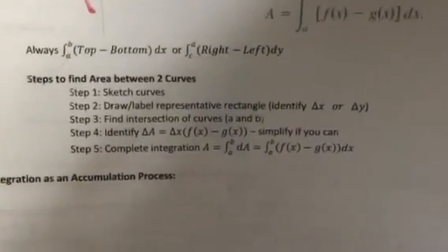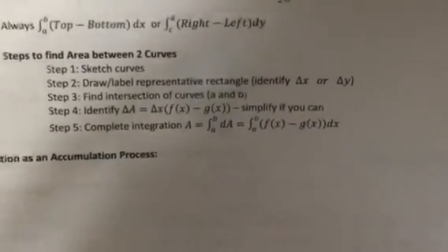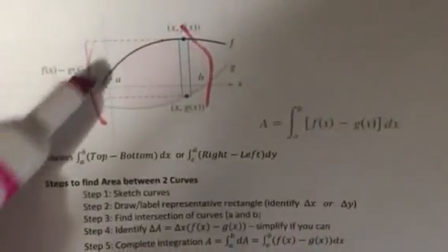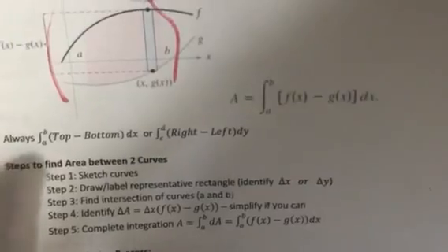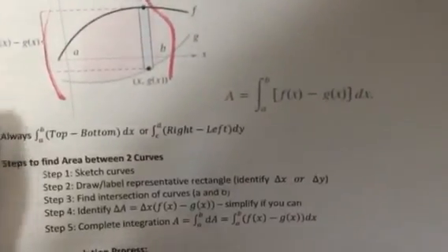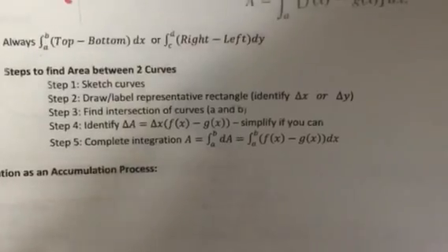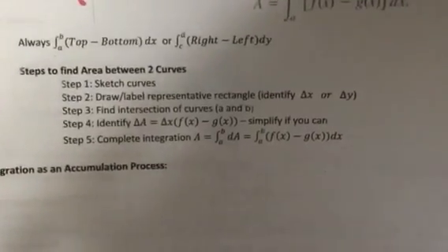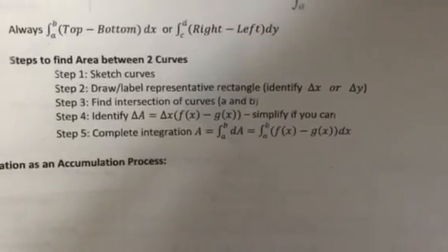And then step 3 is to find the intersection of curves A and B. So basically, this is A and this is B, figure out where A and B intersect. Where is your curve from what point to what point? And then you identify your change of A, which is your area, equals change of f of x minus g of x, and you simplify if you can.